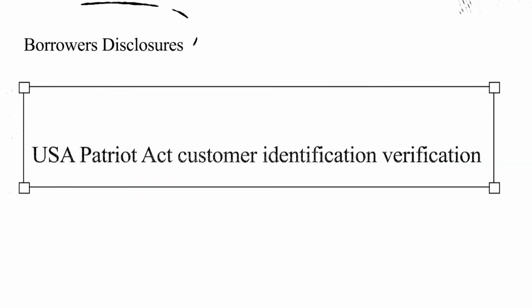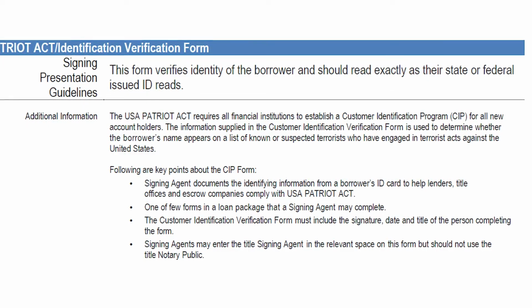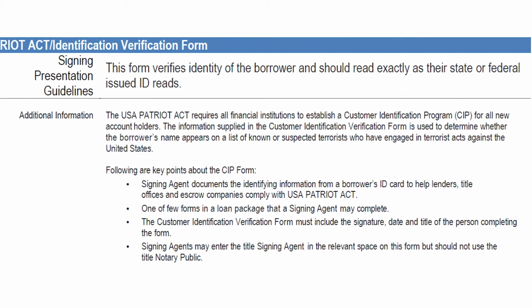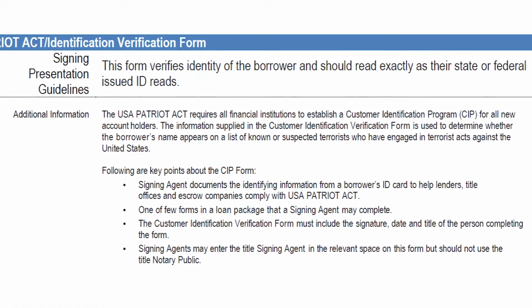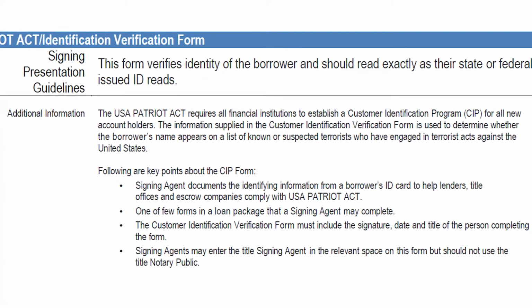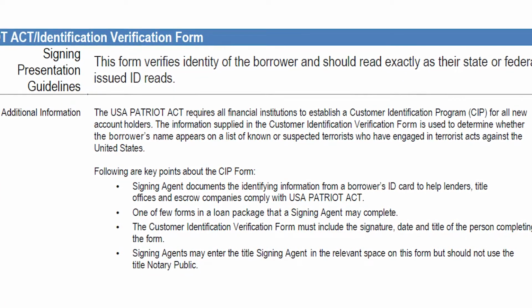Now the next one I want to go into is the USA Patriot Act Customer Identification Verification. This form verifies identity of the borrower and should read exactly as their state or federal issued ID reads. To present this form, just say that this form is just to verify your identity, and that's where you will have the identification and you will fill out everything. In the form, there's going to be a section that says title. Make sure to put signing agent as your title.